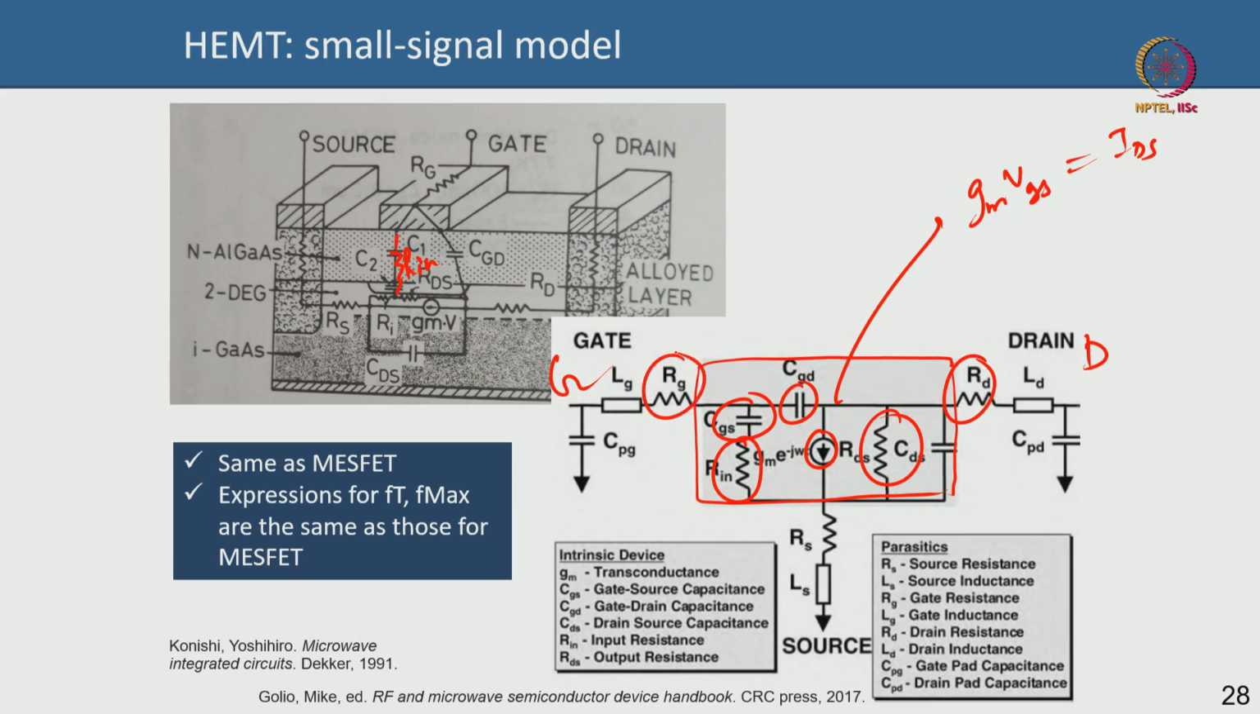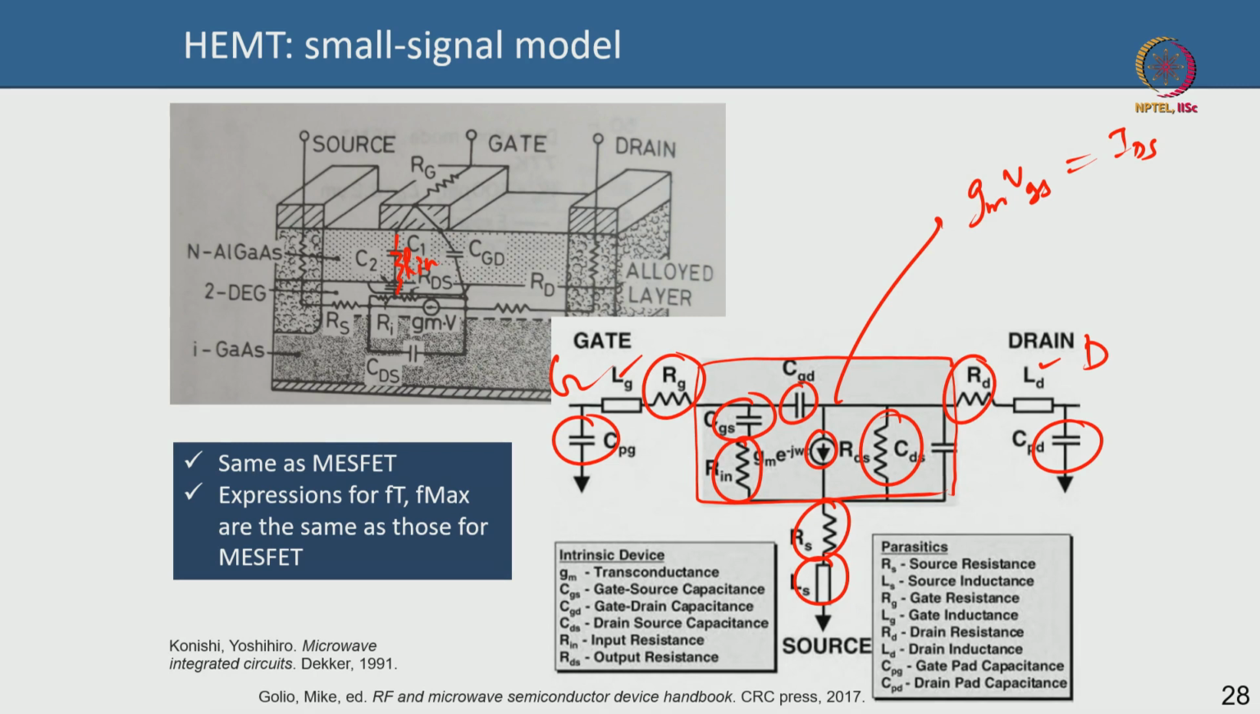gate excess, this is the gate resistance, the gate metal resistance. This is your source excess resistance plus the source contact. This is your pad capacitance on the drain, this is your pad capacitance on the gate. Source inductance LS is very important, and then gate inductance and drain inductance. Okay. So this is your small signal model for your AlGaAs/GaAs HEMT, and you can see that this is almost the same as the small signal model of a MESFET.